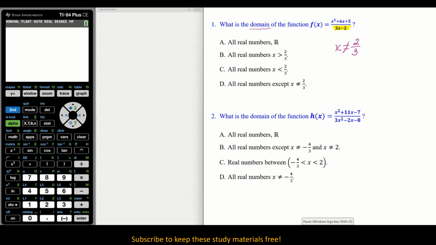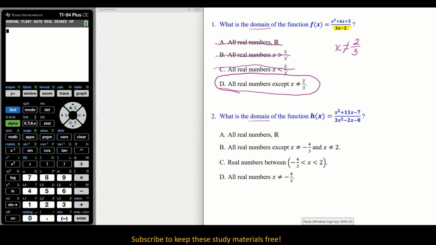Okay, so that means that it can't be all real numbers along the x-axis, and it cannot be just real numbers above 2/3, and it can't be the real numbers below. So it must be everything but 2/3. It's got like a little hole there that we can't use, okay? All right, now let's look at number 2. What is the domain of the function h of x?